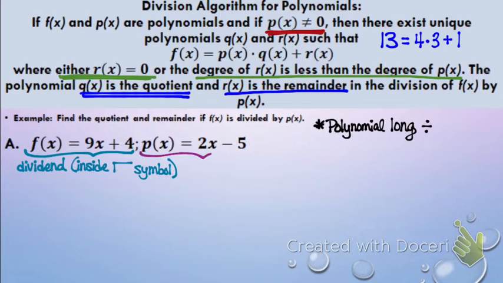p of x is my divisor. This is what I'm dividing it by. This is the part that would go on the bottom of a fraction if I was writing this as a fraction. This is my divisor.